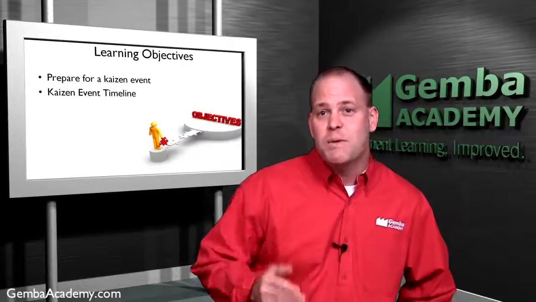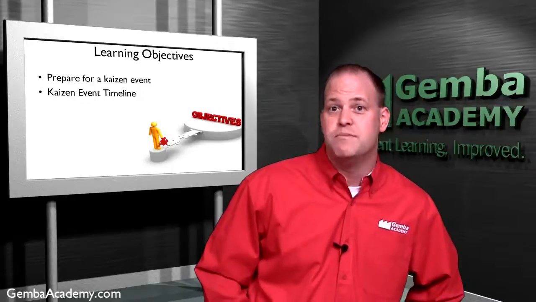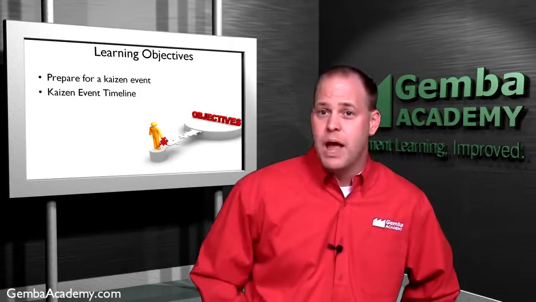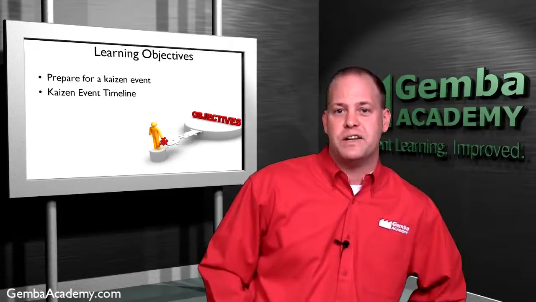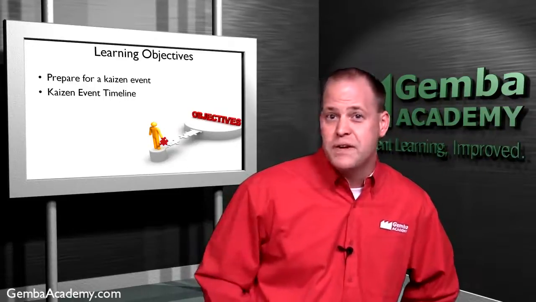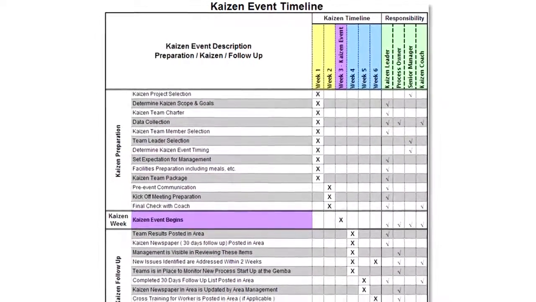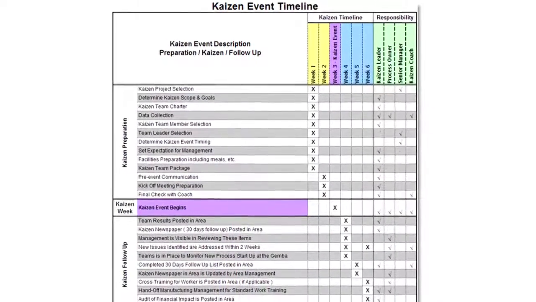Okay, well, in our last module, we learned about the different Kaizen team roles. Now, let's see how these different roles work together in harmony to plan and prepare for the actual Kaizen event. Again, we'll be using the Kaizen event timeline as our roadmap, which, again, is available for download in the resources section of the website or DVD.